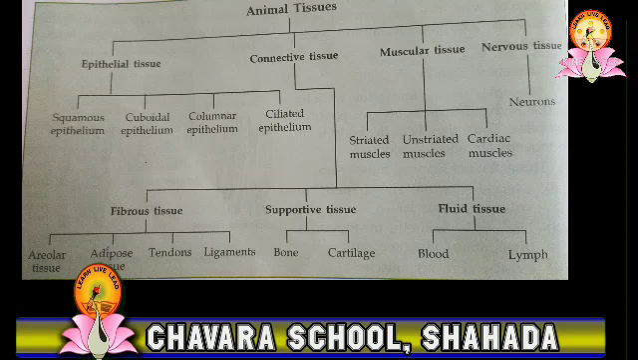Muscular tissue is further classified as striated muscles, unstriated muscles and cardiac muscles. The last type of animal tissue, that is nervous tissue, further has the type neuron in it. So here we have completed the lesson on animal tissue and plant tissue.